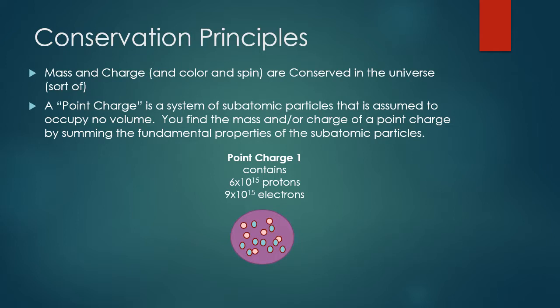If I wanted to know the charge of point charge 1, I'm going to add up the charges of all of the protons and electrons, which you can make a shortcut for just by subtracting, just finding the difference. Since one proton cancels out one electron, we could find the total charge of this just by doing the charge of the net leftover electrons, which would be 3 times 10 to the 15th.